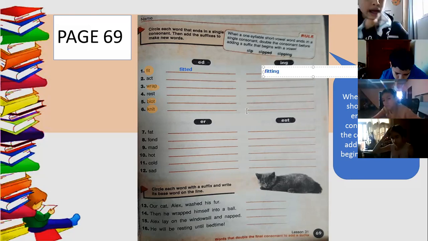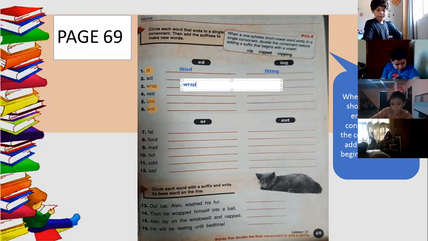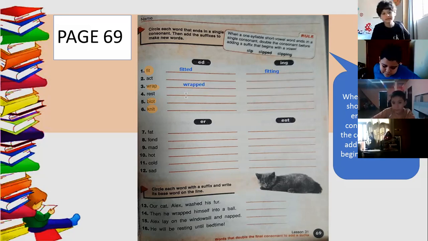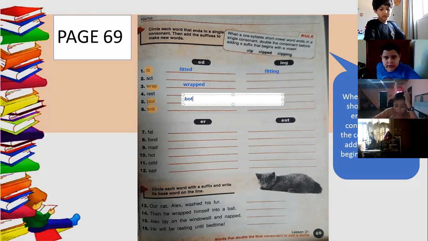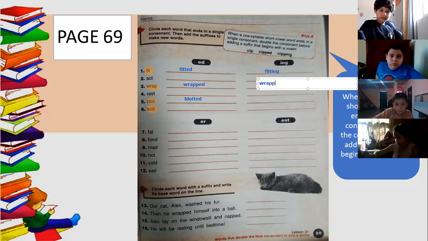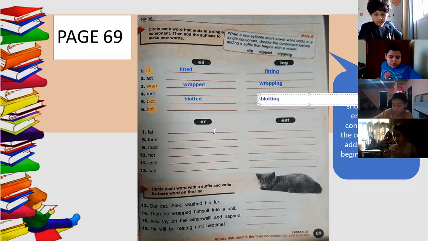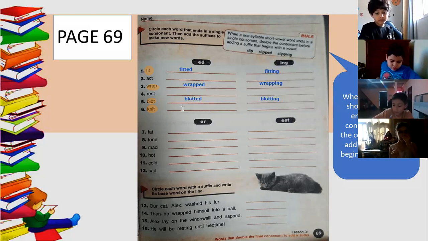And then we have wrap. Don't forget to add the ing and the ed to make new words. Then I have wrapped with double P. Okay. And then wrapping. Wrapping. Blotted. Oh, I forgot grabbing too. Sorry. And what about then we have blotting, right? Means what is blotted? Let me find out. I don't remember, to be honest, right now. Okay, I'm going to tell you in a second.